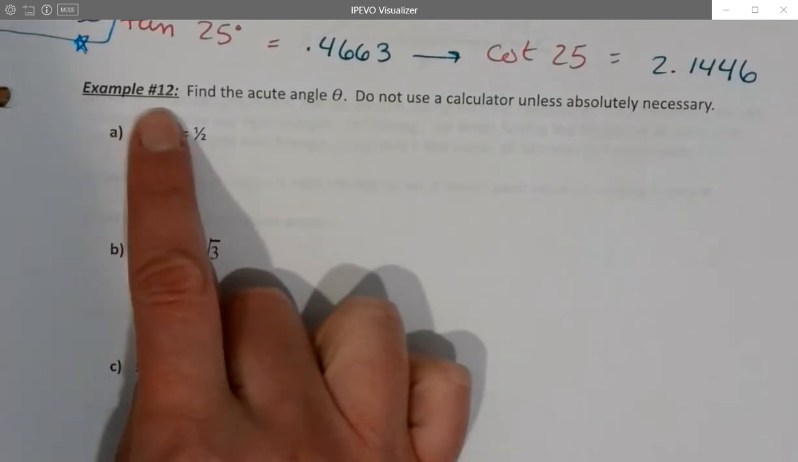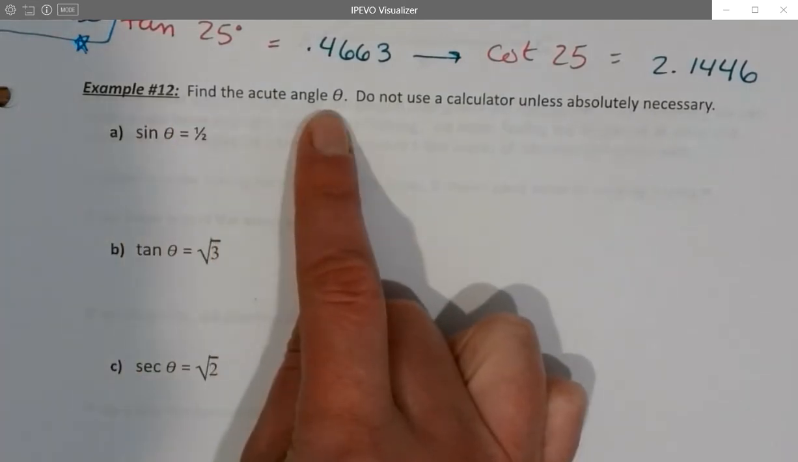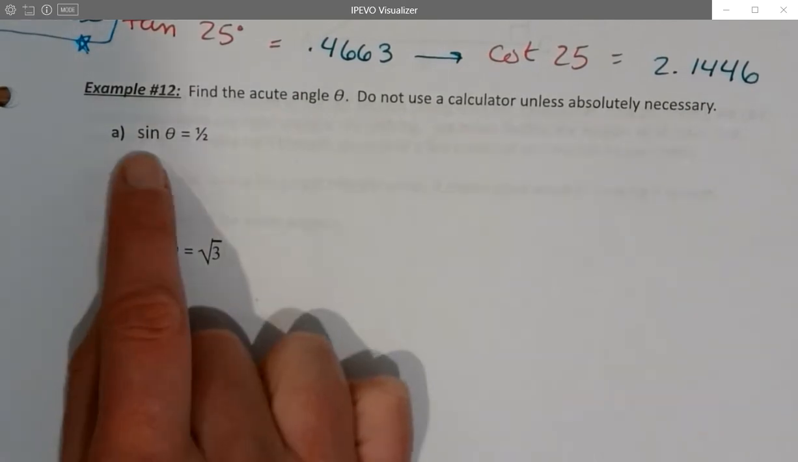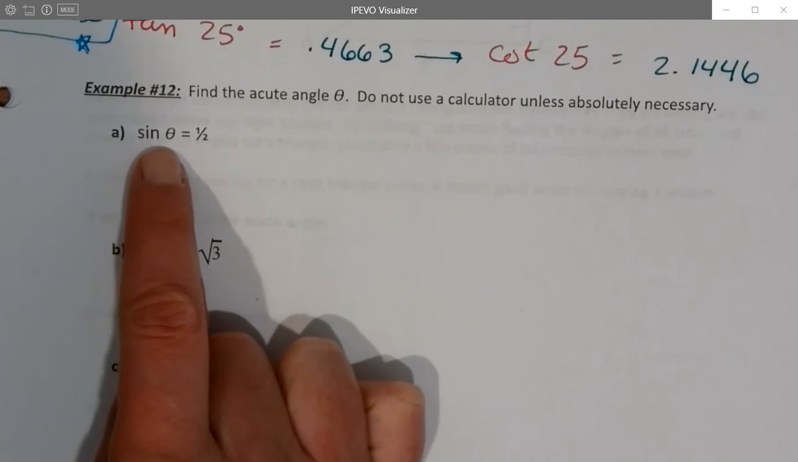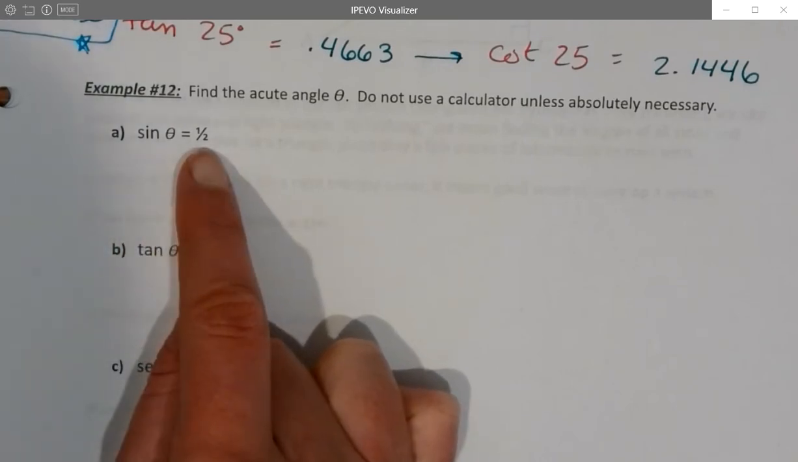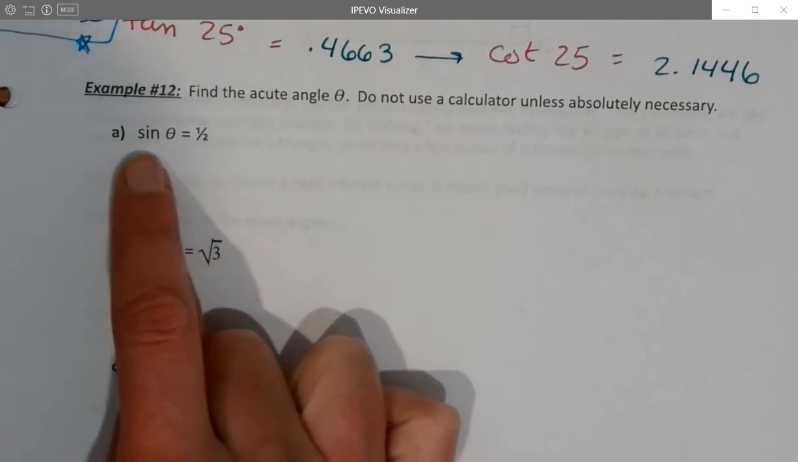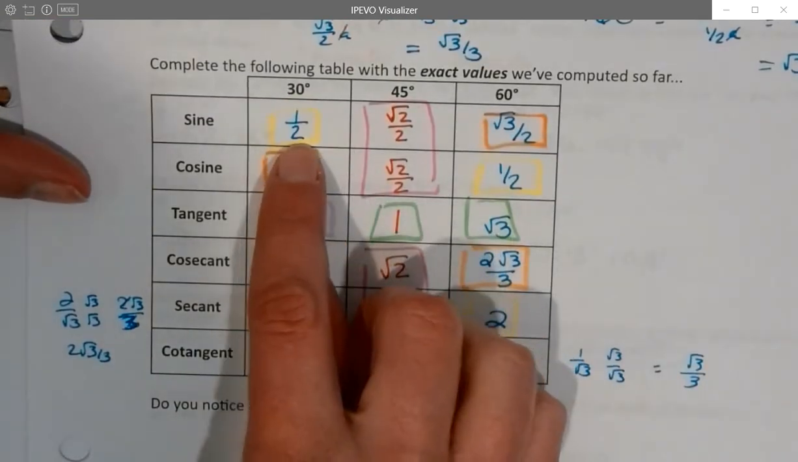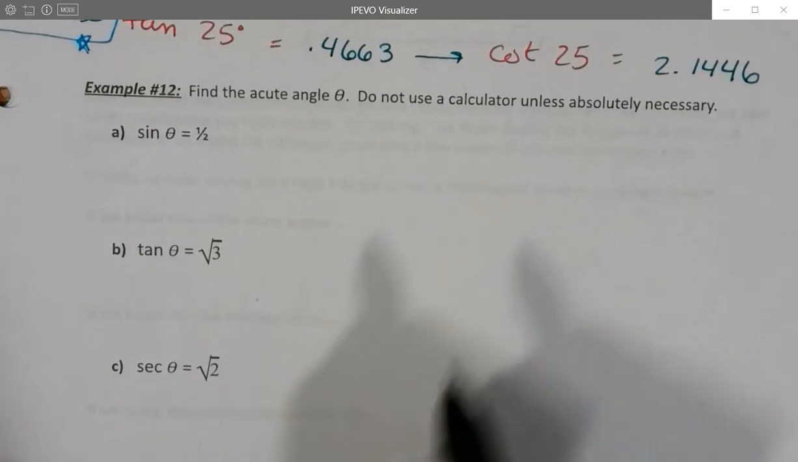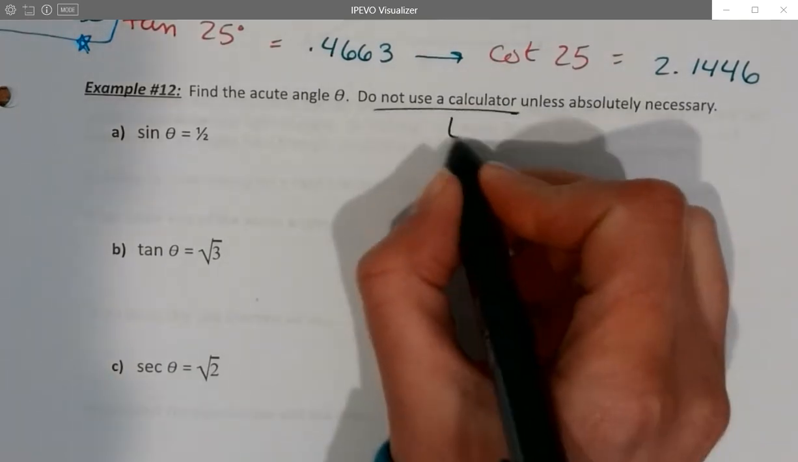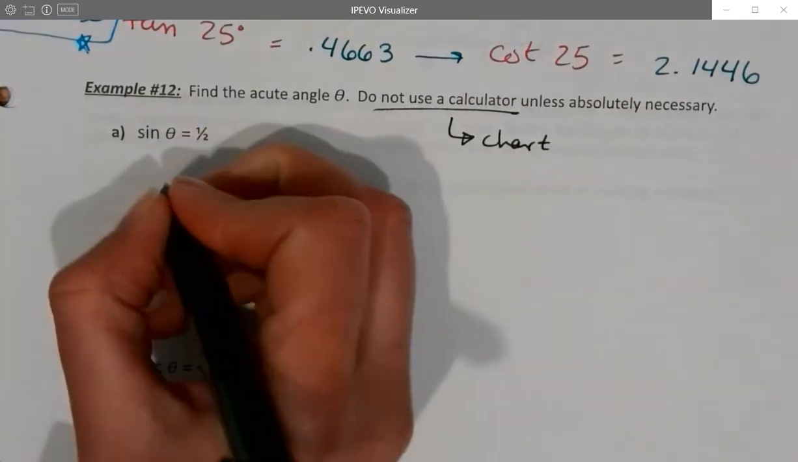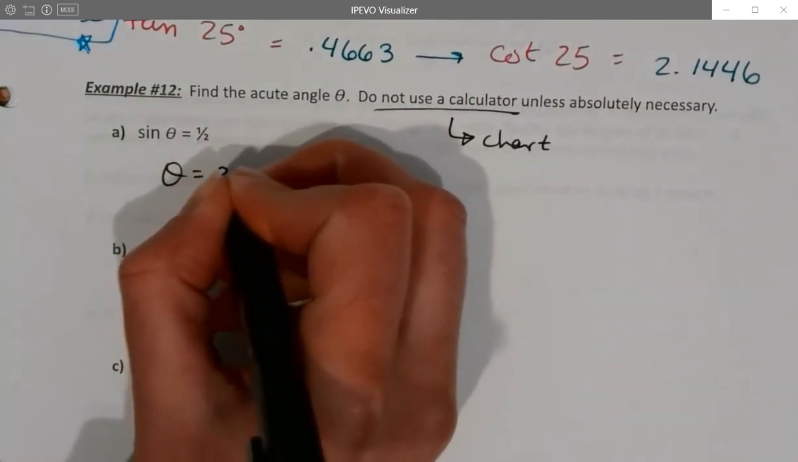Finishing up here with example 12, we need to find the acute angle theta. It says do not use a calculator unless absolutely necessary. So I want to find the angle such that the sine is 1/2. Okay, now I have my chart earlier that I can refer to that has a sine of 1/2. If the sine is 1/2, the angle must be 30. So even though I don't need to use a calculator, I can use my chart. So my angle needs to be 30 degrees.